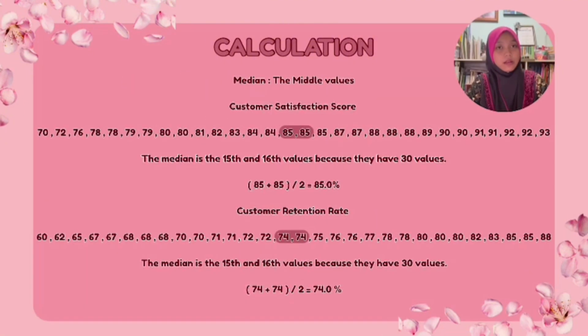Next is the median, which is the middle value. For both of the metrics, they have 30 values each, so it will be the 15th and the 16th values. So we have to add these two values and divide by 2, and we will get the median for that metric. For the satisfaction score, it will be 85%, and for the retention rate, it will be 74%.